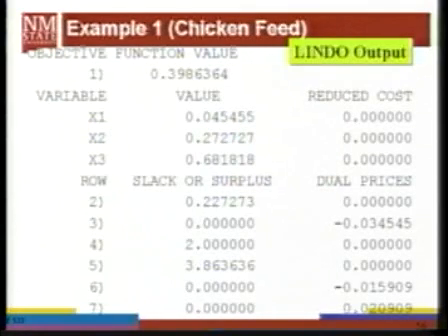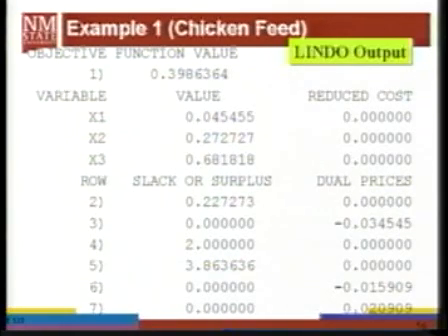Okay, this is the LINDO output for the chicken feed problem. According to this result, the minimum mixture cost is $0.398 per kilogram and consists of 0.045 kilogram of ingredient number 1, 0.273 kilogram of ingredient number 2, and 0.682 kilogram of ingredient number 3, okay?